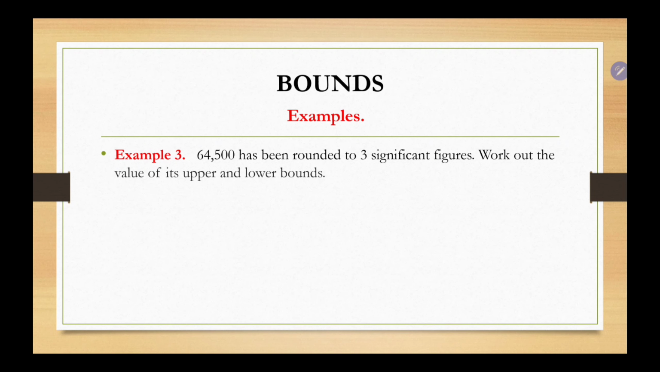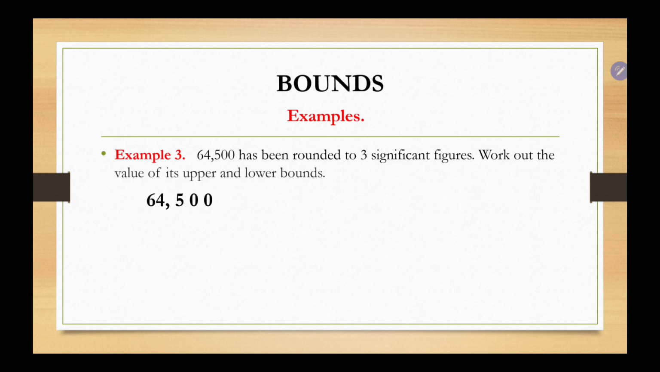Let's take a look at the third example. In this case, we'll be rounding to significant figures. 64,500 has been rounded to three significant figures. Work out the value of its upper and lower bounds. Now this one is a little bit different, but I'm going to explain it to you.